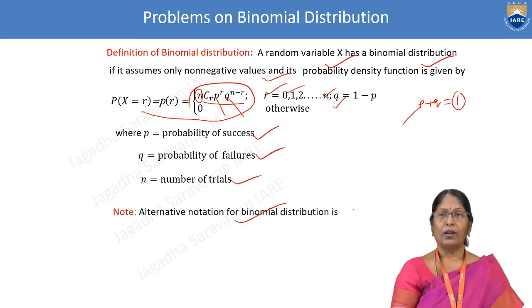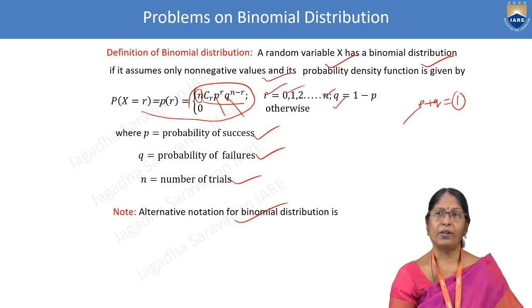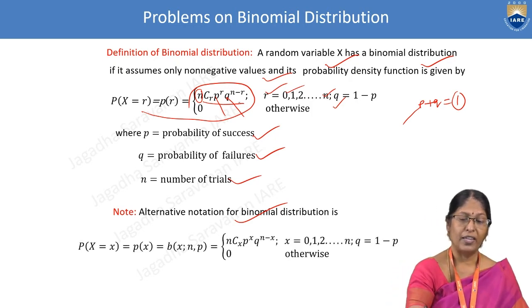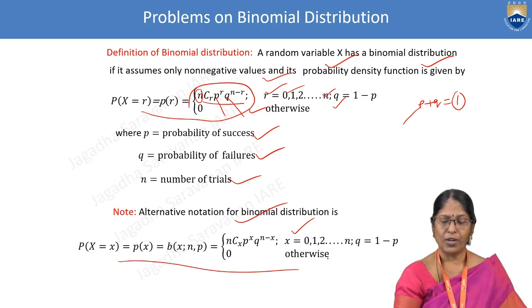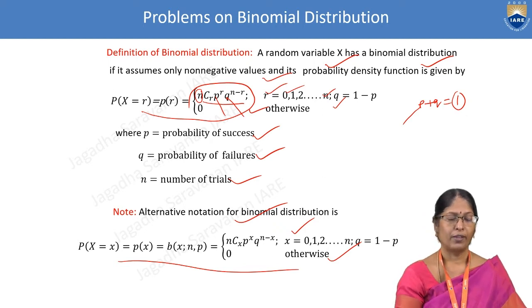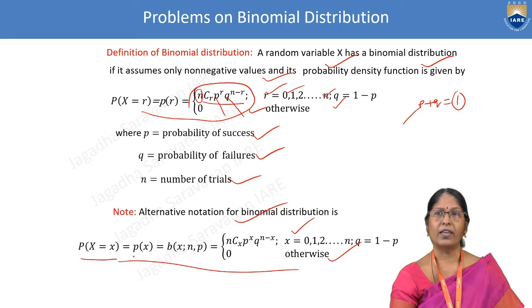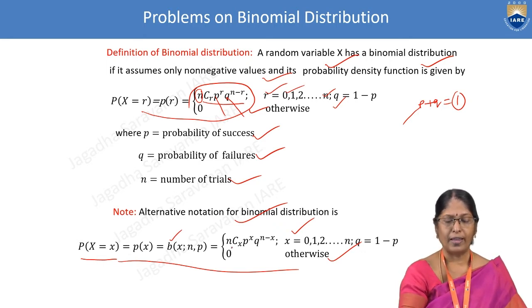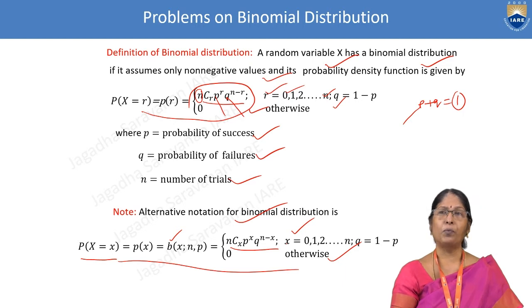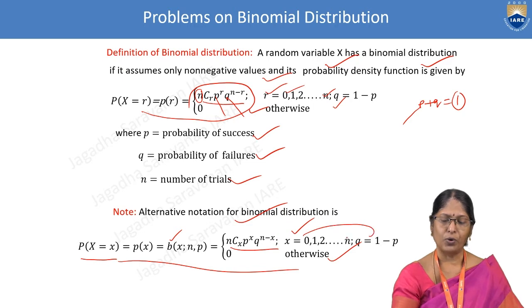Now the alternative notation for binomial distribution is this, where the difference is that here r is used, while instead of r we are using x. We are also going to do the problem solving using this x notation only. That is, probability of X equal to x is p of x. Here B represents binomial distribution, and nCx p power x q power n minus x, where x is taking the value from 0 to n.